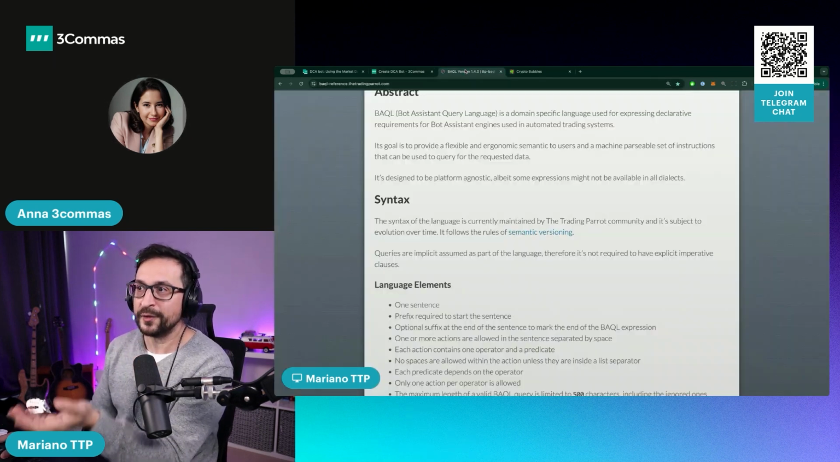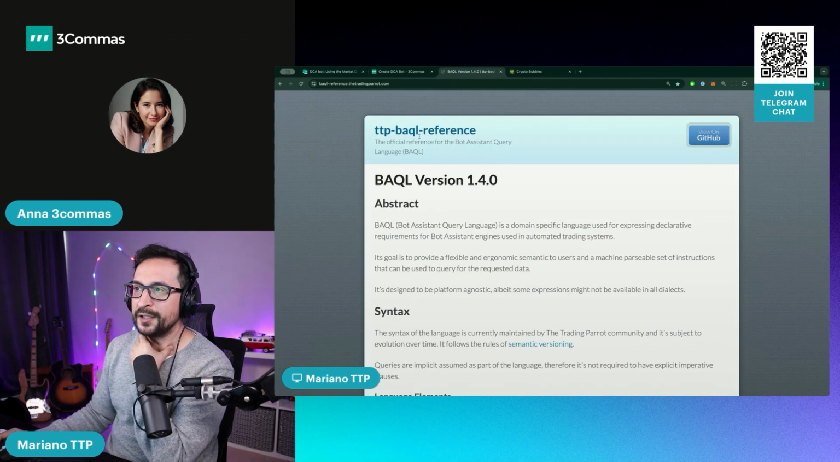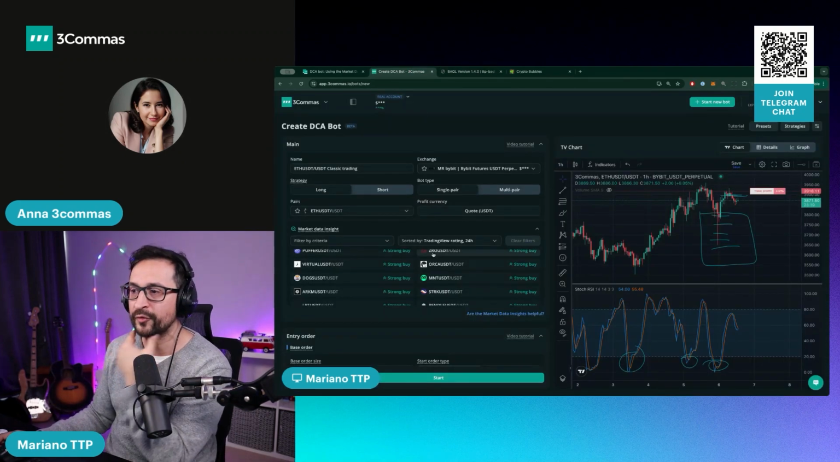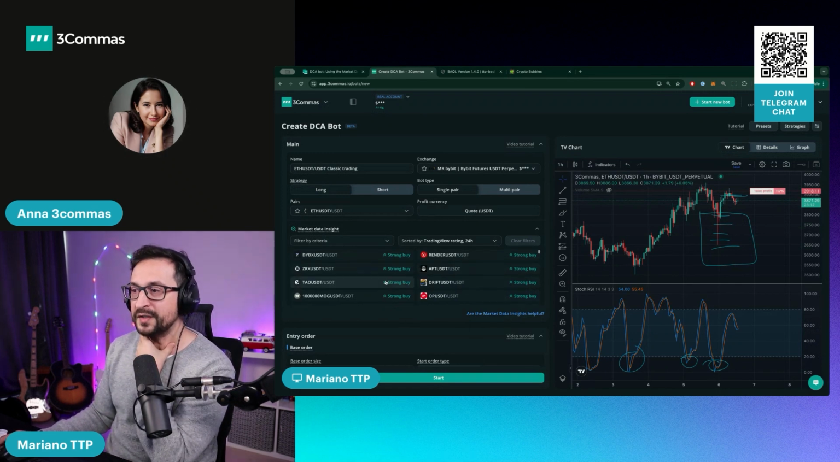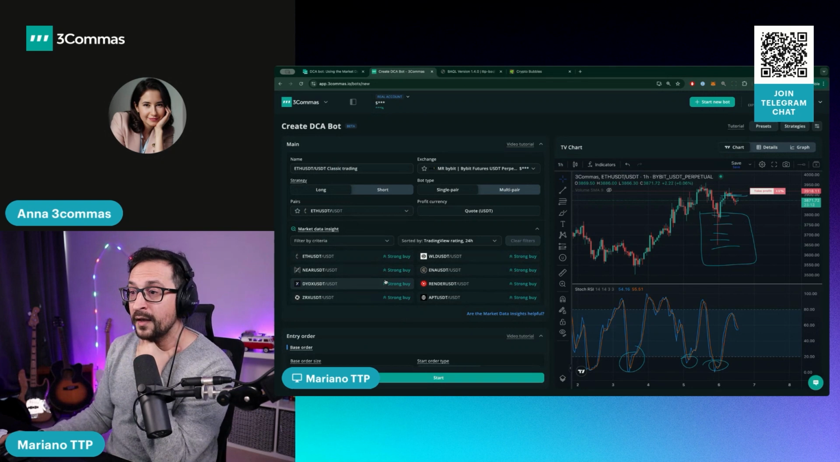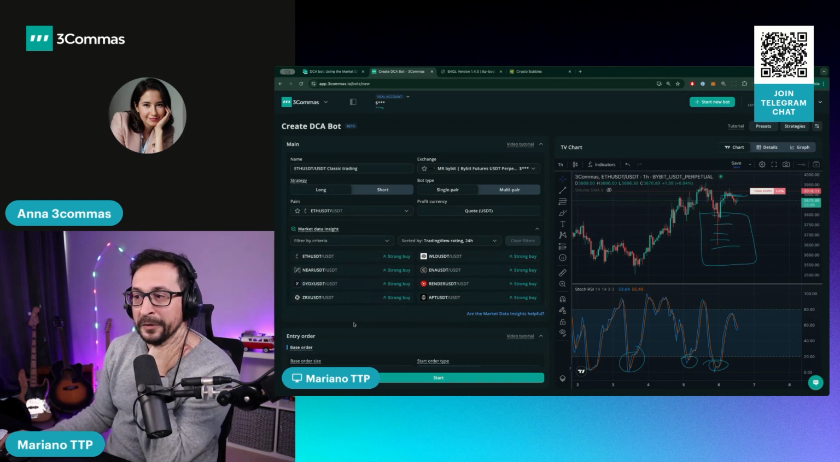Now, if you want it fully automated, at the moment we have BAQL and we have the bot assistant. It's been working with 3Commas for 4 years. It has become pretty mature. It offers data from many APIs, and it's really my favorite thing to use with 3Commas.